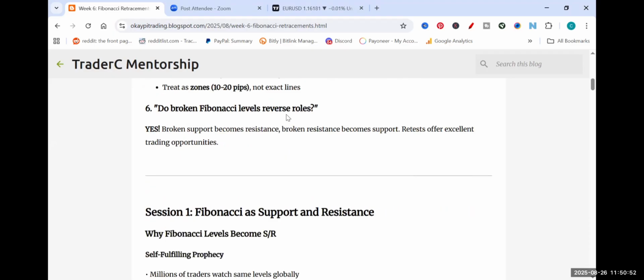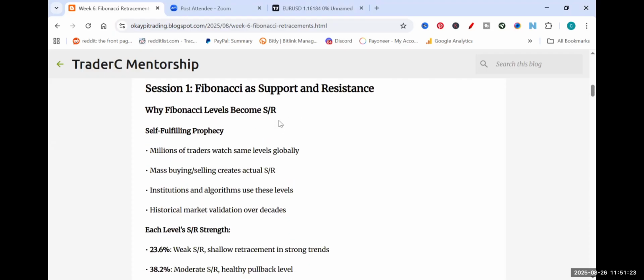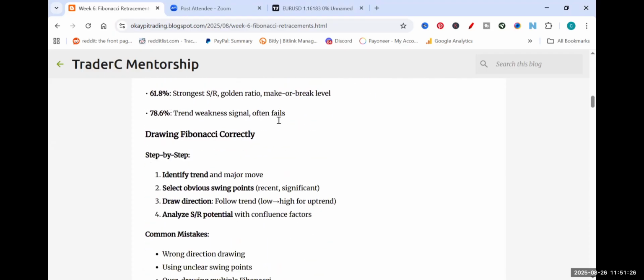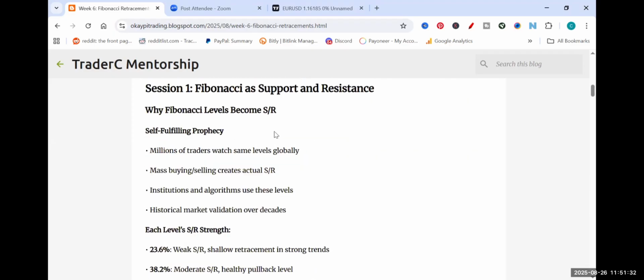Do broken Fibonacci levels reverse roles? Yes, just like we did with support and resistance flip, same case with Fibonacci. We're going to see Fibonacci and support and resistance marry at that level. They're going to become almost one thing. Broken support becomes resistance, broken resistance becomes support, and retests offer excellent trading opportunities, basically because the market structure has changed. Before we go to the chart, let me cover this.